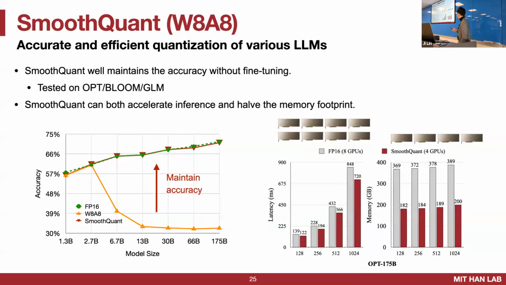But with the reduced memory, now we can serve the 175 billion model with only 4 GPUs instead of 8 GPUs. While at the same time, the latency is actually faster compared to FP16 with 8 GPUs. So essentially, we are reducing the hardware cost by half without slowing down the inference.